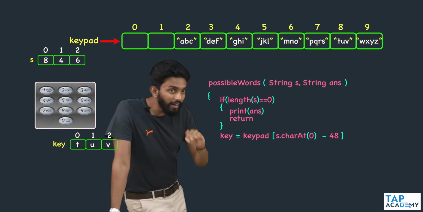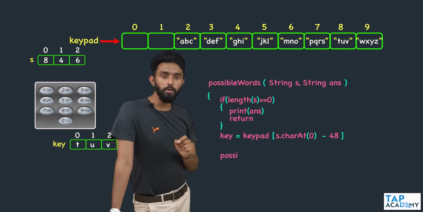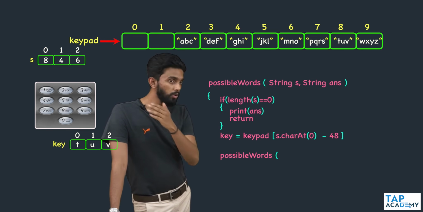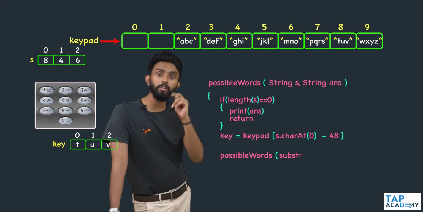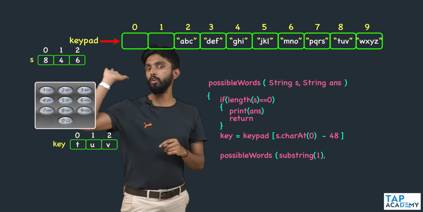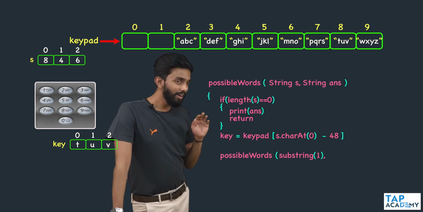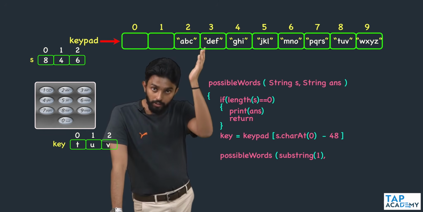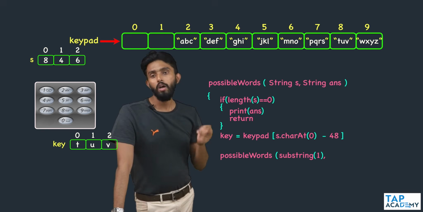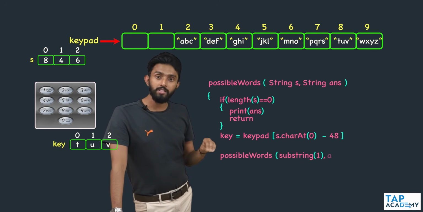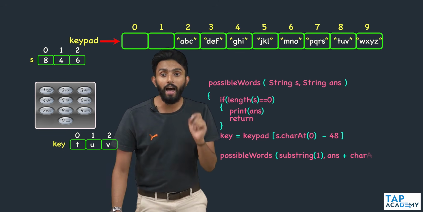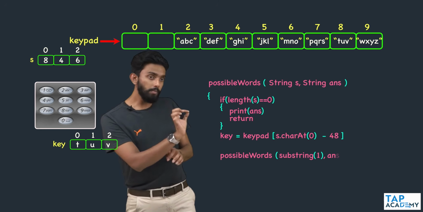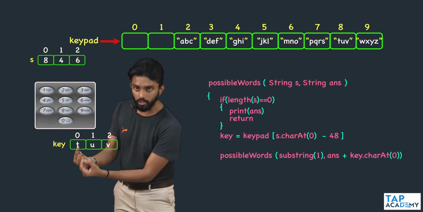So see, again recursively, I will call possible words, because I want to break the string down by eliminating the first character. Previous problem also you learned. All you have to do is calculate the substring from the first position. If you calculate the substring from the first position, the 0th position is eliminated. Any confusion till here? Now you want to select T, for all the possibilities with T. So what should you do? Your answer right now is empty. Answer plus the character at the 0th position. So I'll just show that as answer plus key dot charAt of 0. That is T, right?